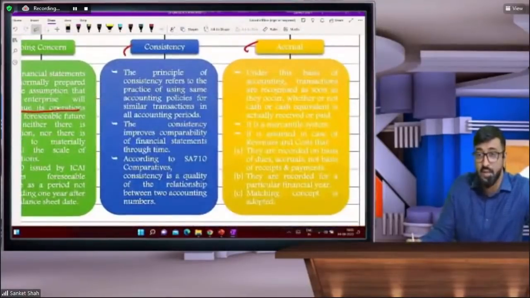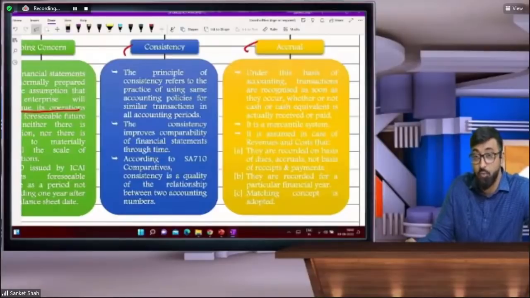Consistency. So the second one is consistency. As you are aware, consistency means once you have adopted a policy, you should continue with that policy in the next years also. You should not change your policy except if it is required by law, required by accounting standard, or for better presentation. So consistency is a principle that you have to follow in your financial statements continuously. While preparing financial statements, it is assumed that you are following last year's policy, and if you are not continuing with last year's policy, you have to disclose it in the notes to accounts.